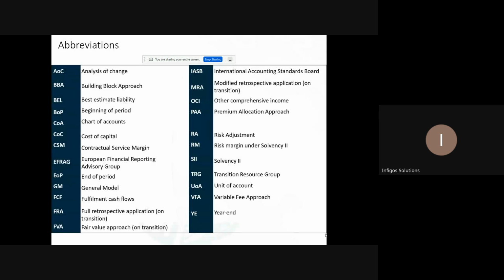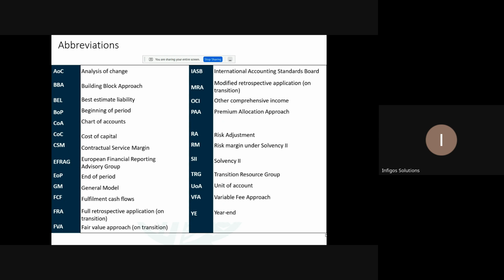Let's talk about abbreviations. There are different abbreviations which you'll see during this presentation. AOC, analysis of change. BBA, building block approach. PAL, past estimate liability. BOP, beginning of period. COC, cost of capital. CSM, contractual service margin.